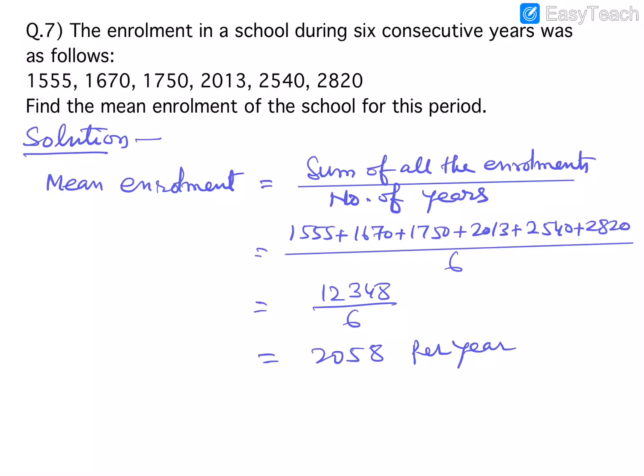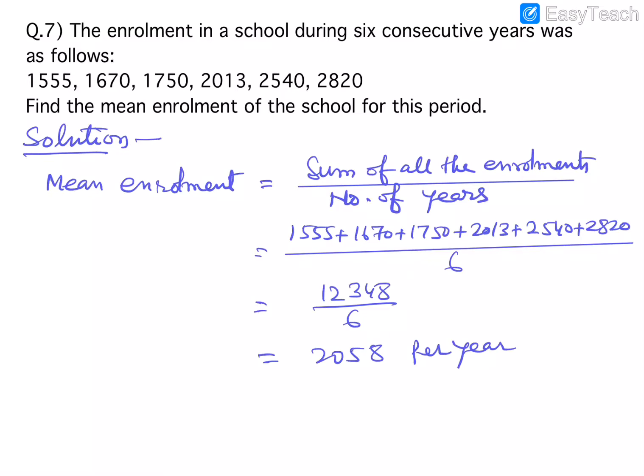Mean enrollment means we have to find out mean here, whose formula is sum of all the observations upon number of observations. Here observations are enrollments, and therefore this will be written as sum of all the enrollments upon number of years. 1, 2, 3, 4, 5, 6. 6 is the number of years.